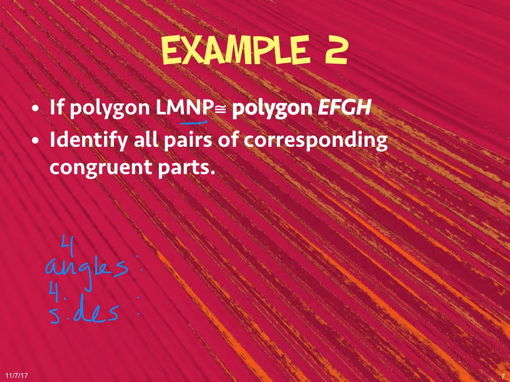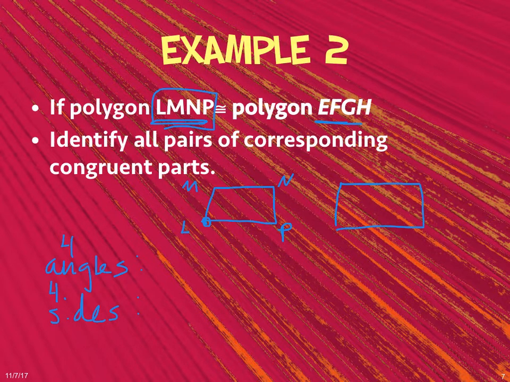So if it helps, we can draw out these polygons again. So we have polygon LMNP. Remember, they named this in consecutive order, so we have to draw it in consecutive order. So either you want to start going clockwise or counterclockwise, whichever, but the letters have to be consecutive. So I have LMNP, so it's consecutive. And that's congruent to the polygon EFGH.